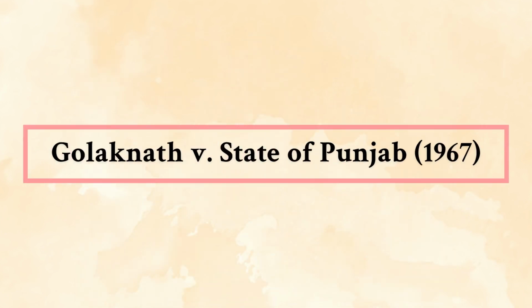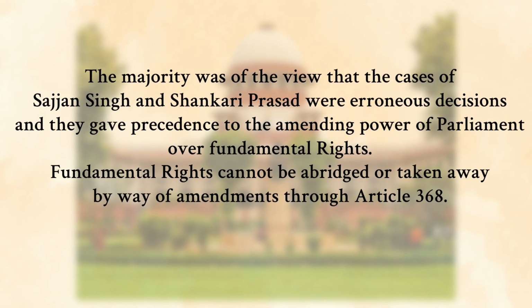In this case, the court, with a 6-5 majority, held that the Parliament has no right to amend the fundamental rights. The majority was of the view that the cases of Sajan Singh and Shankari Prasad were erroneous decisions, and they gave precedence to the amending power of Parliament over fundamental rights. Fundamental rights cannot be abridged or taken away by way of amendments through Article 368.